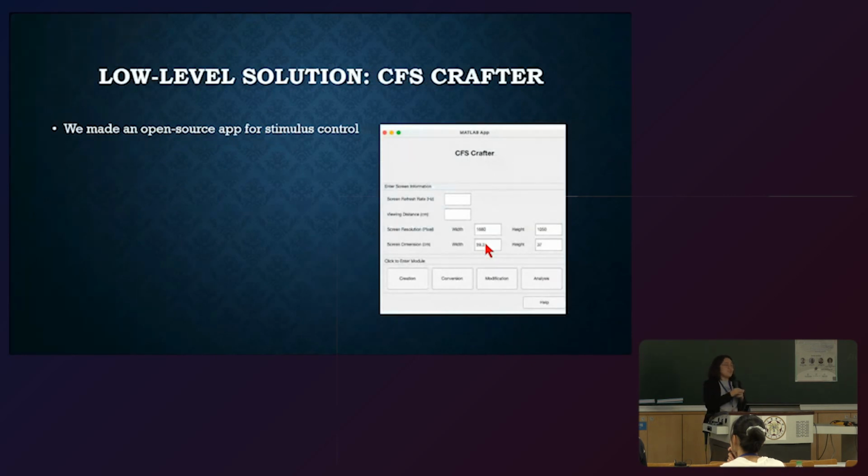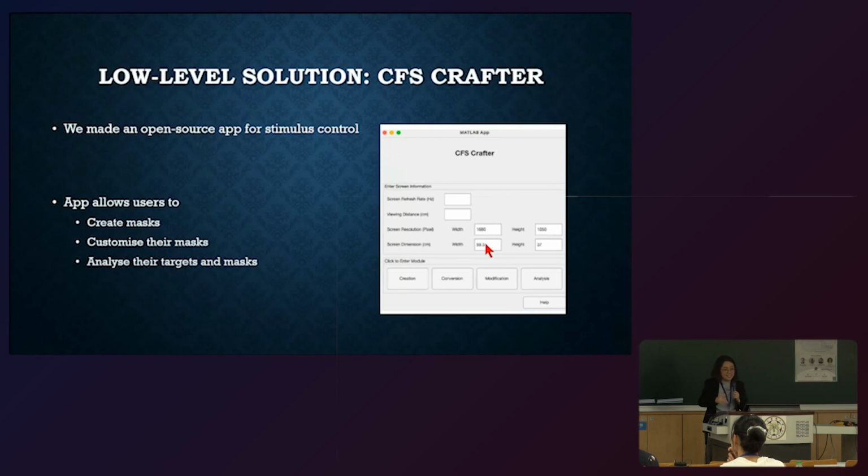So as a solution, because there was the pandemic and a lockdown and we were bored at home, we created an app. It's open source. You can use it. It's free. You don't have to pay money. It allows users to create any kind of mask they want, customize it, and analyze your target and mask to deal with some of these criticisms.